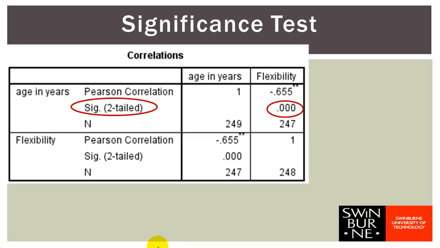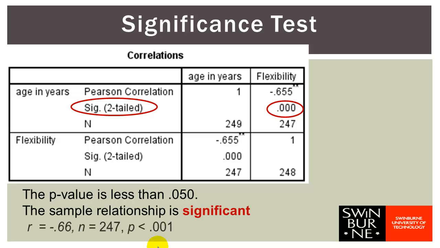When we quote the statistics to support this conclusion, we give the value of Pearson's R, the size of the sample, and the p-value. So all three statistics are required. And these three figures should all come from the same box in the output table. So in this case, the p-value is less than 0.050, the sample relationship is significant, and to support that, we need to quote R is minus 0.66, so that's the correlation coefficient rounded to 2 decimal places. The sample size is 247, and the p-value is reported as p less than 0.001.